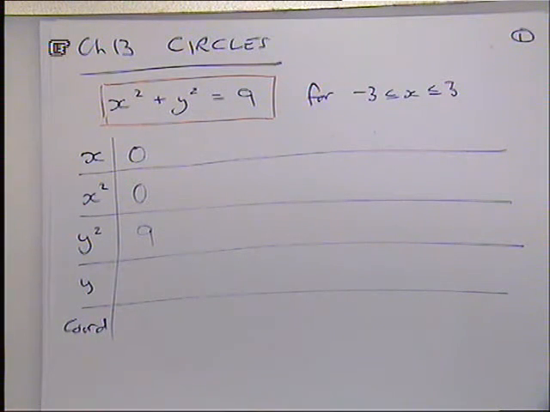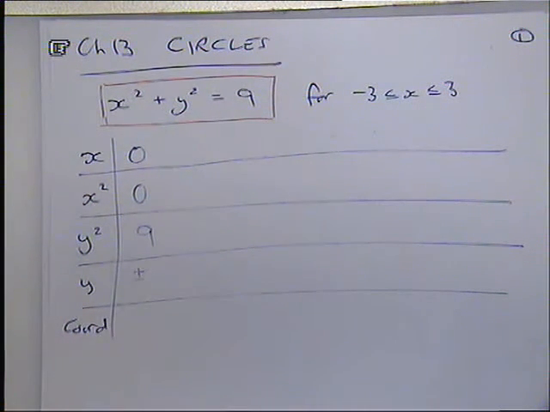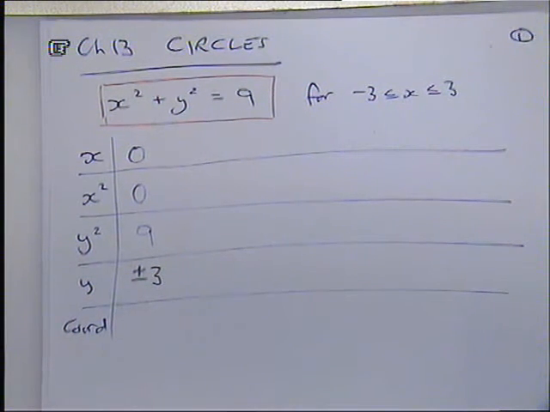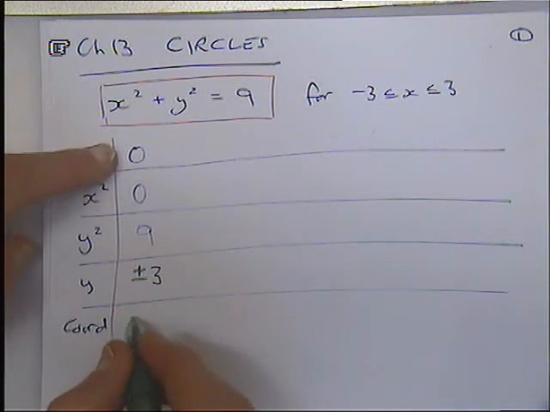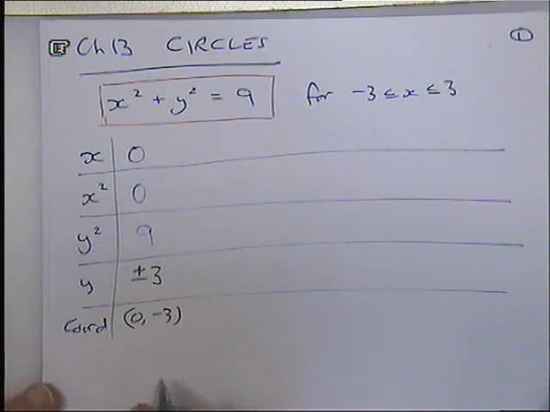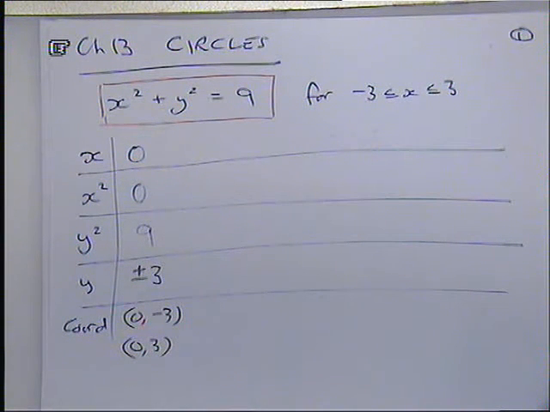So if y squared equals 9, what would y be? 3 or minus 3. Don't forget that plus or minus 3. I think my blue's running out, I'll change colour. Plus or minus 3. So, coordinates are always x, y pairs. What coordinates are we going to get here? Well, x can be 0 and y could be minus 3, or x could be 0 and y could be 3. So we get two coordinates from that starting point. Are we all okay in seeing what's happened there?